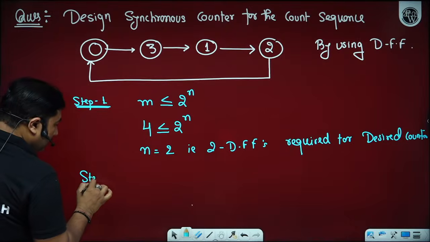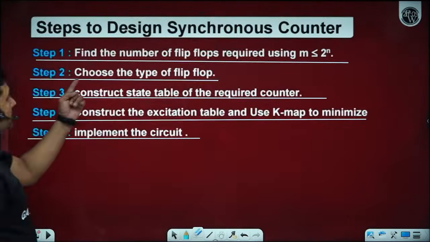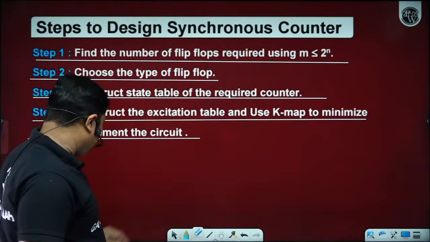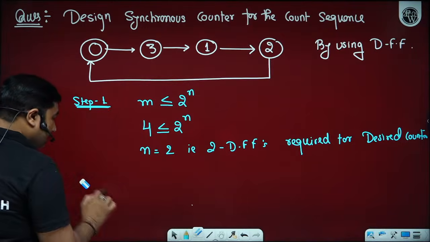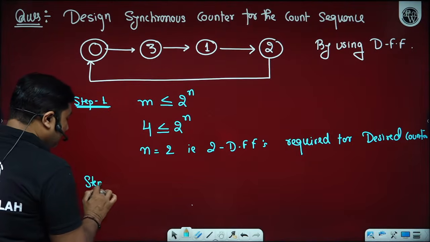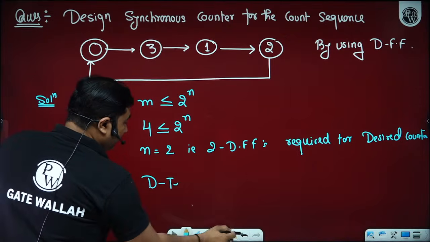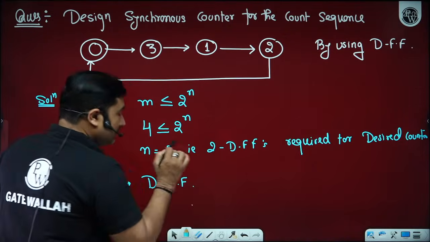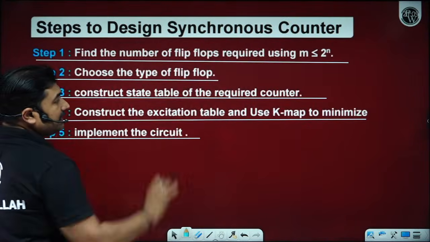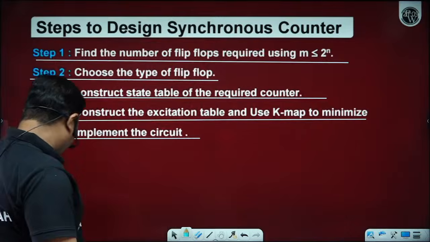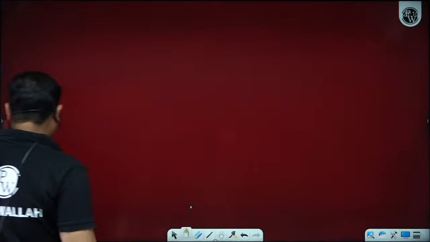Step 2. Now what is step 2? Step 2 says choose the type of flip-flop. Already we have chosen a D flip-flop. Since in the question a D flip-flop is already given, you have to choose the D flip-flop now. Next is to construct a state table of the required counter.